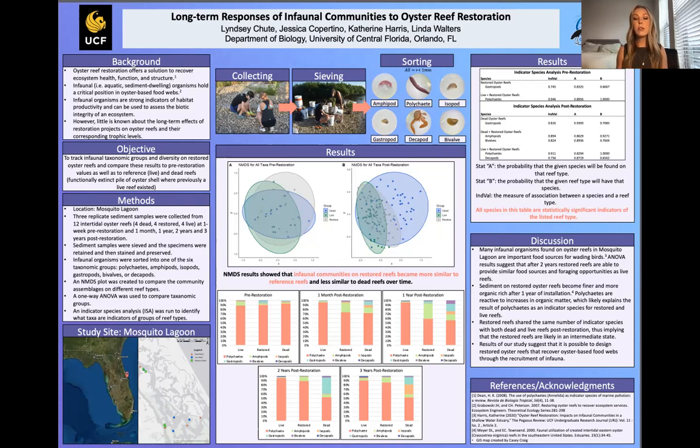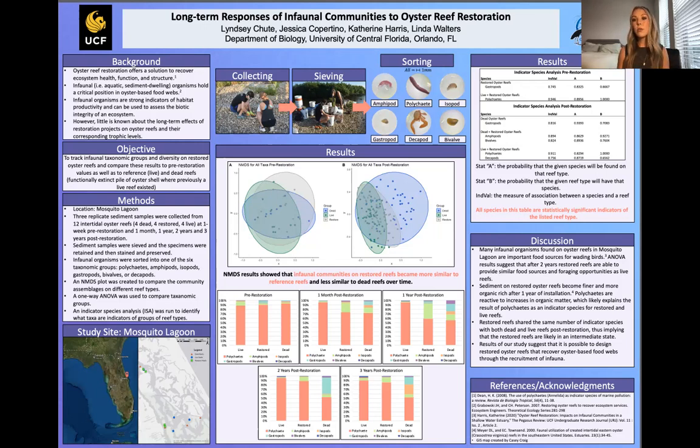So if you make your way to the results section, the first graph in the results section is an NMDS test, which shows us the similarities of the samples based on what reef they were collected on. So essentially, the more similar the shape and the more overlap of the shapes, the more similar the samples are. So visually, we can see that the infaunal communities on restored reefs became more similar to live reefs over time and less similar to the dead reefs.